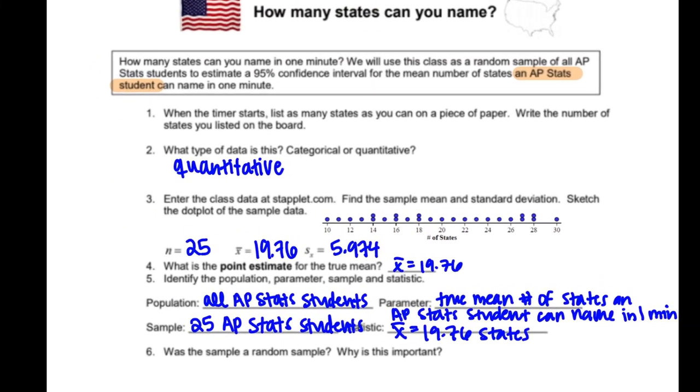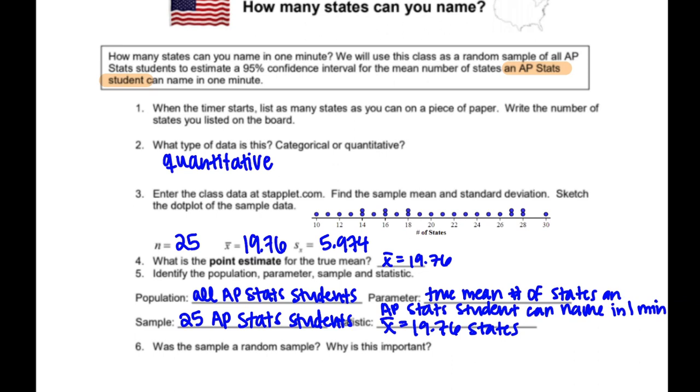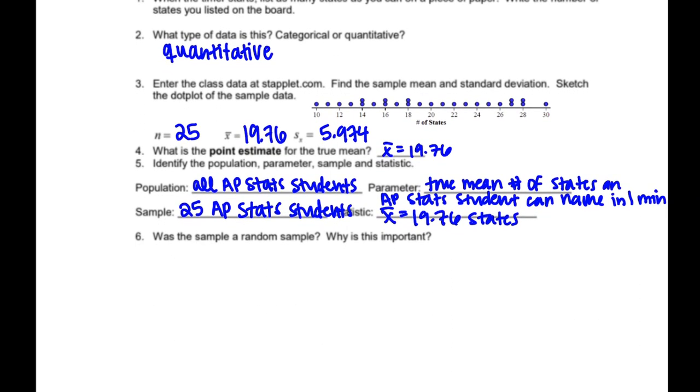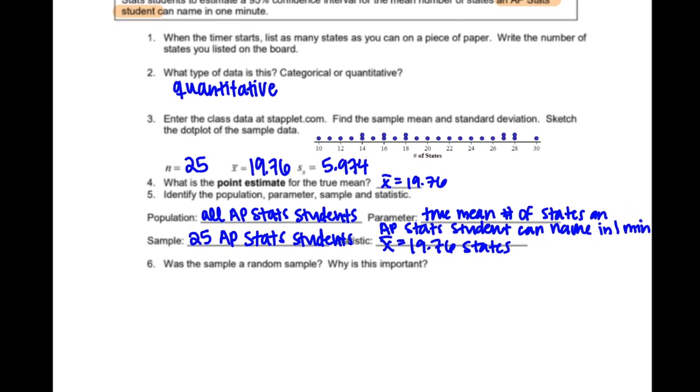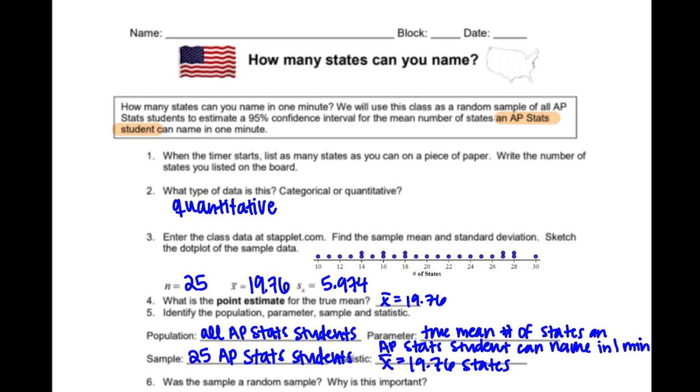So what I want you to do here is 6 through 10. Finish this page. Was this a random sample? Why is this important? We said it was, but I want you to think about that. What conditions must be met for the standard deviation, and all that. So go ahead and do 6 through 10, and then you can unpause the video once you finish to move on to the next part, where I want to do number 11 and 12 with you a little bit.